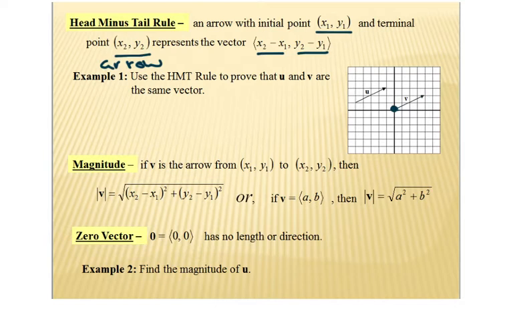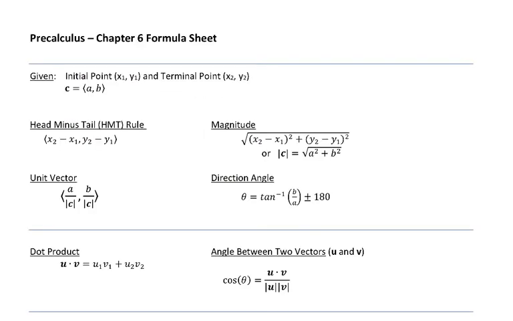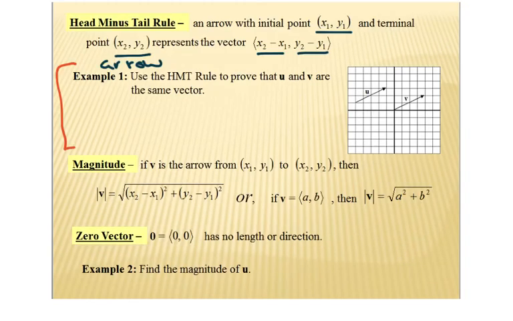So what we're going to do here is this example, which says that we're going to use the head minus tail rule to prove that u and v are the same vector. I just want to draw your attention to our formula sheet because it does have the head minus tail rule on it. It also talks about the fact that our initial point is this one, our terminal point is this one, and of course c in bold is AB with those brackets around it. So if you need to reference that later, it will be on your formula sheet that's given.